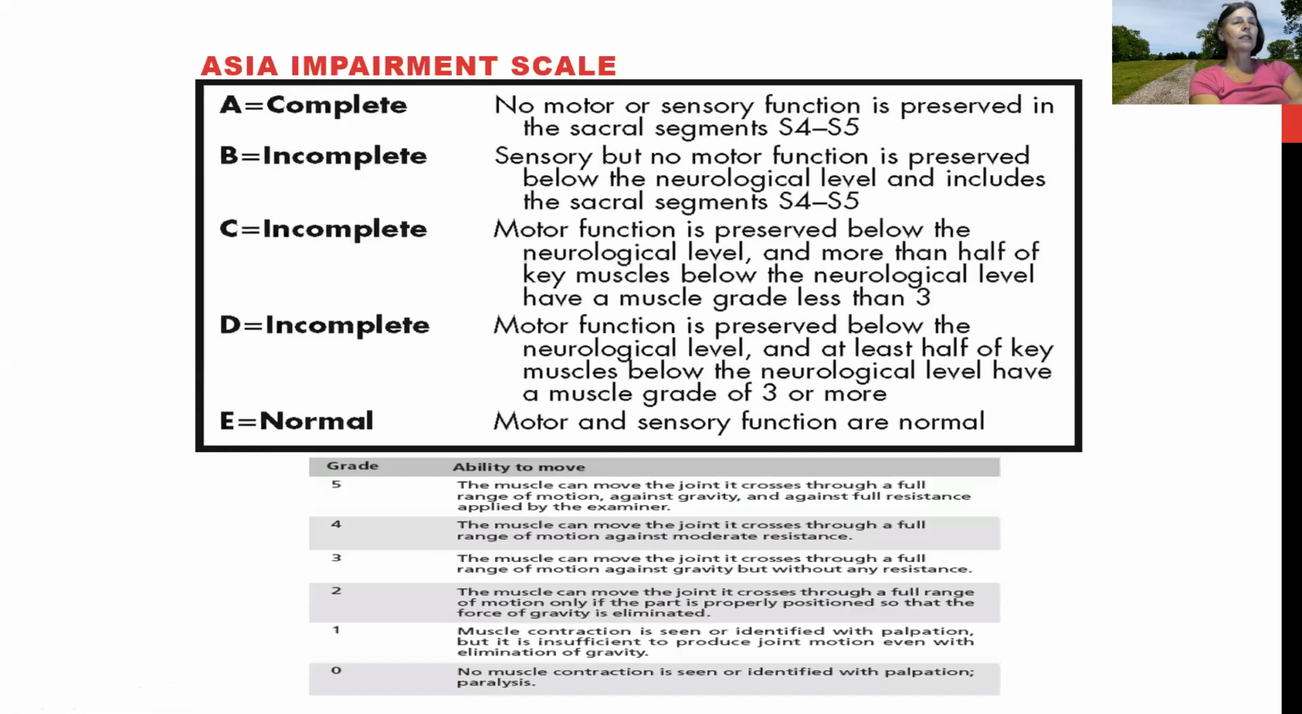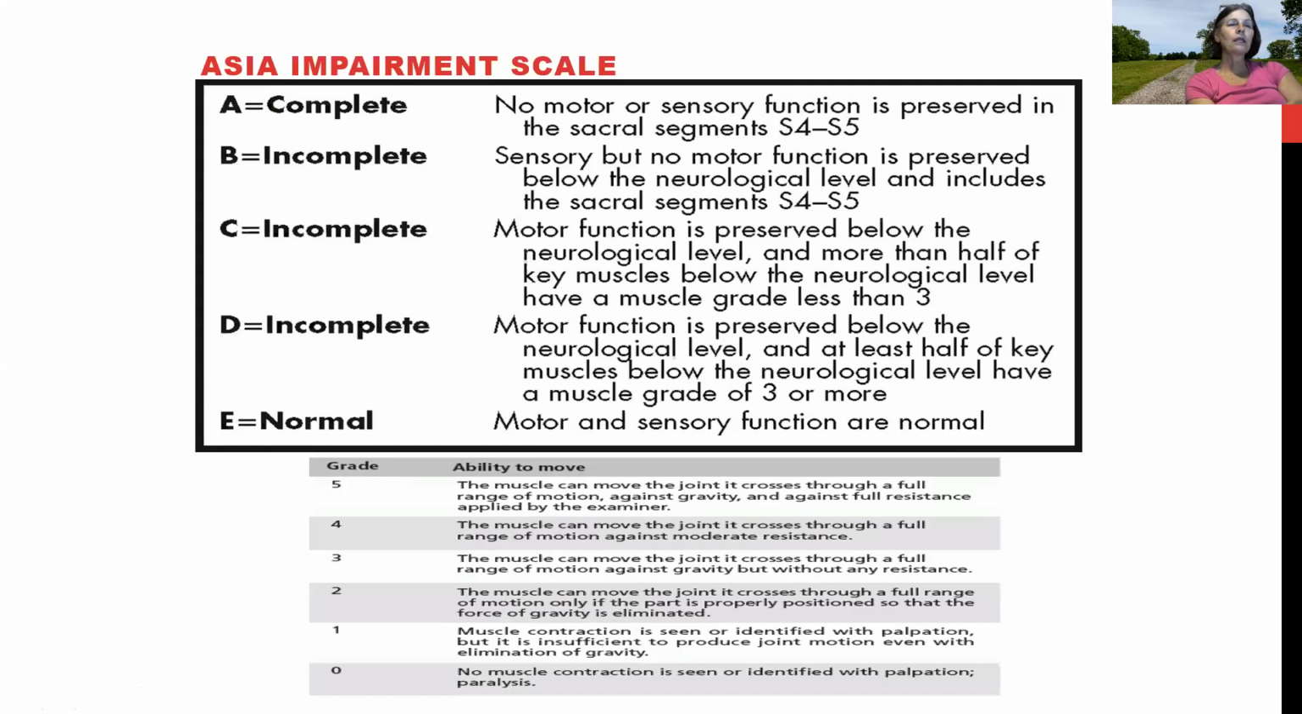looking at is, A is a complete cord injury. No motor, no sensory. At sacral levels, you have no motor and sensory function. So we know there was a complete cord transection. An incomplete B, incomplete C, D, and E. E is a perfectly normal neurologic spinal cord exam.